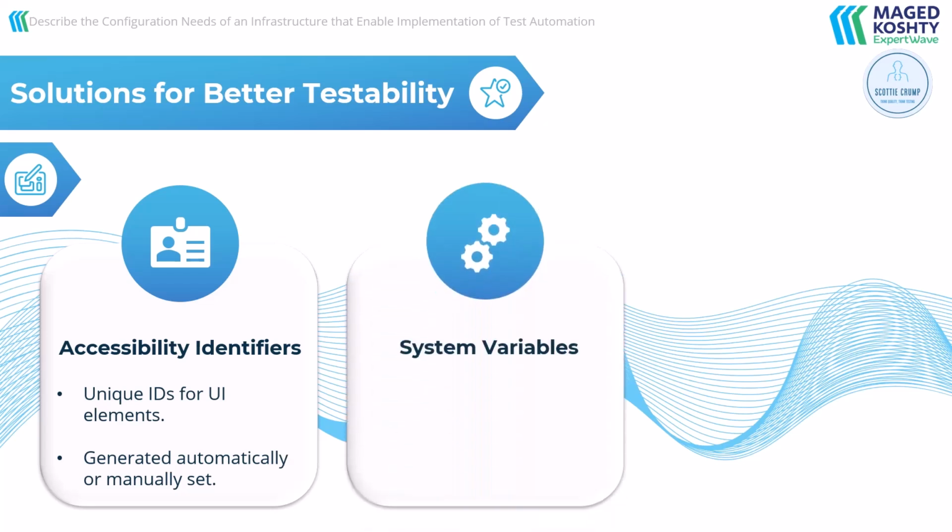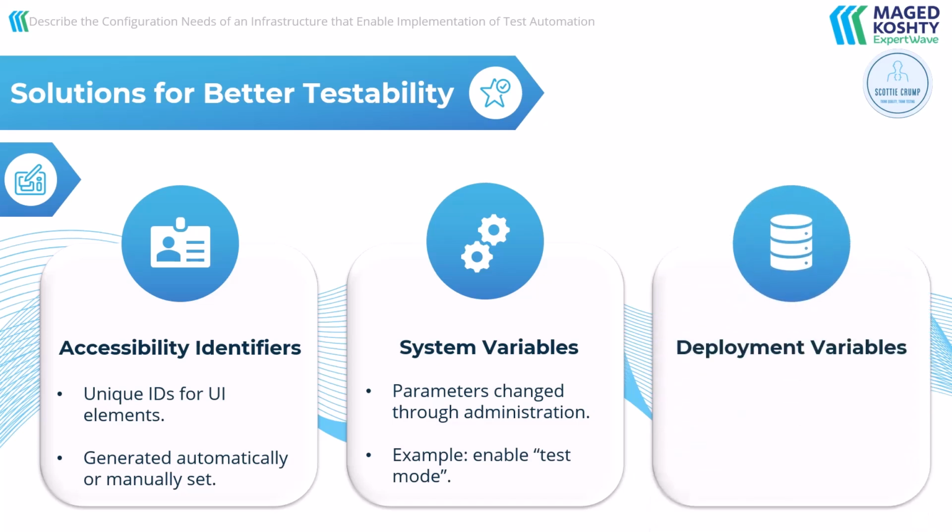System environment variables. These are parameters that can be changed through administration to enable easier testing. For example, you might set an environment variable to put the application in a test mode that makes certain features more accessible or predictable.